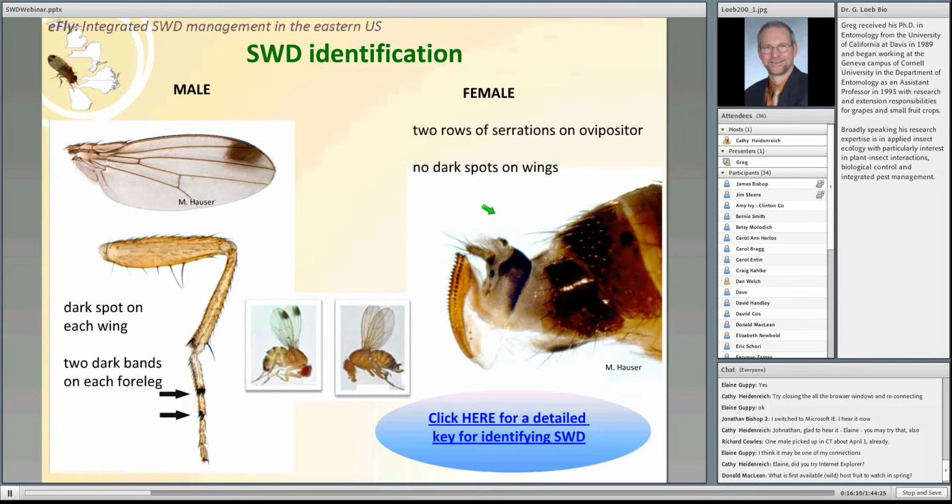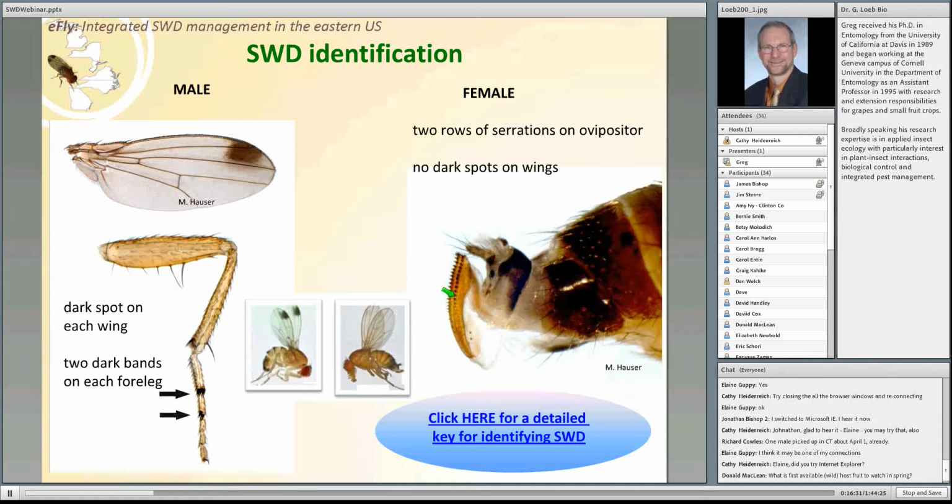Females don't have those nice markers on the wings or legs. What they do have is a very robust ovipositor, and that's shown on the right here, where they have these serrated sclerotized structures that they use to cut an insertion position in the fruit in order to lay their eggs.